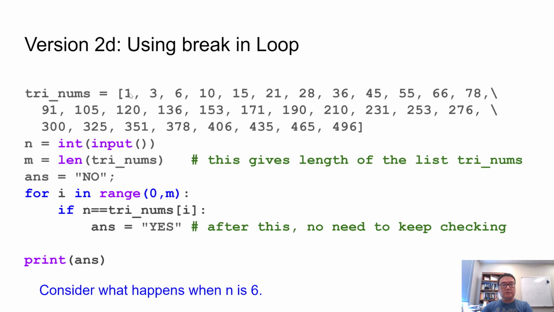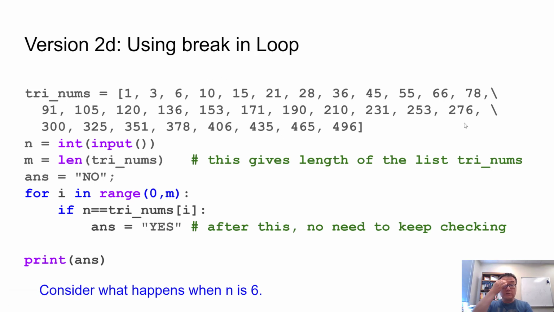I first look at the zeroth element in the list. 1 is not equal, nothing happens. Then I look at 3, not equal, nothing happens. Then I look at 6. Then it equals n, so we set answer to yes. But then the code will keep executing, looking at every element later.